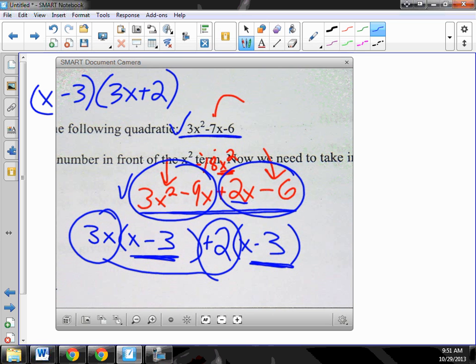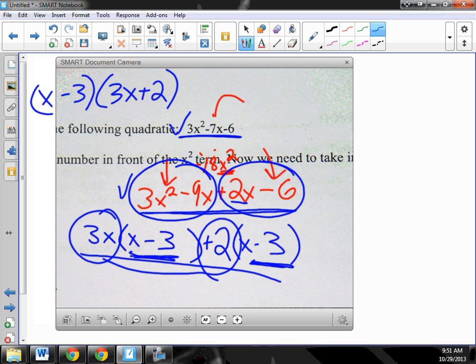But that will always happen. And the reason for that is, if I look here, does this group share anything that this group has? Well, it shares an x minus 3. So if I pull out an x minus 3, the leftover is 3x plus 2. So all I did was separate this group and that group.